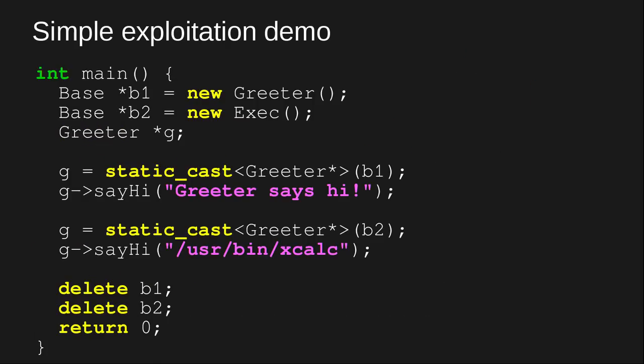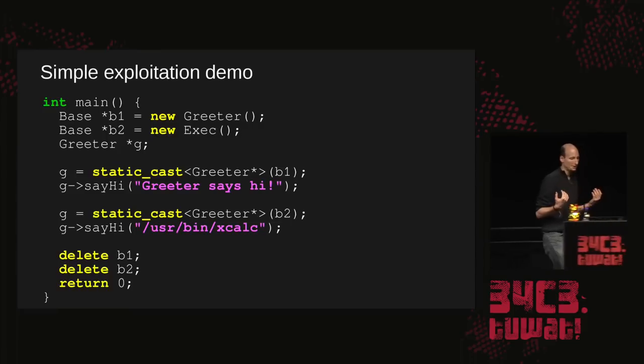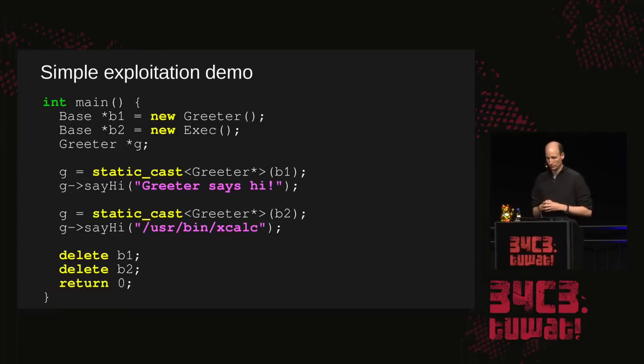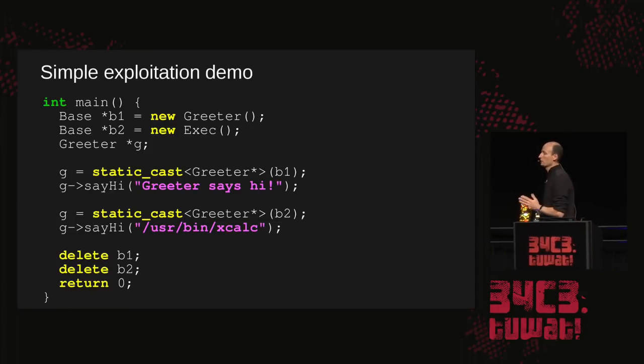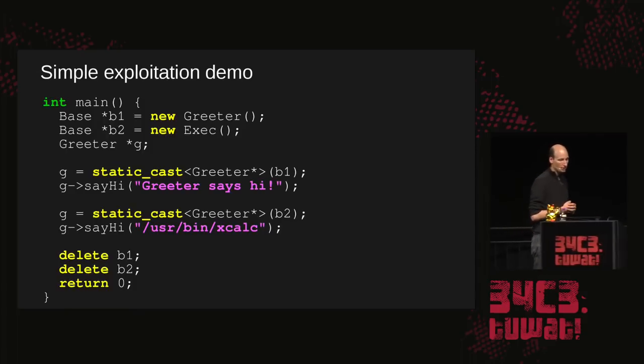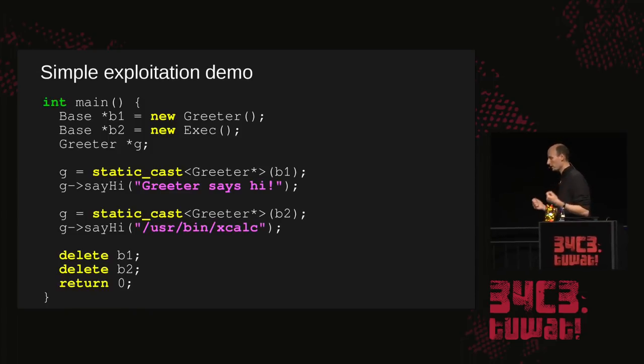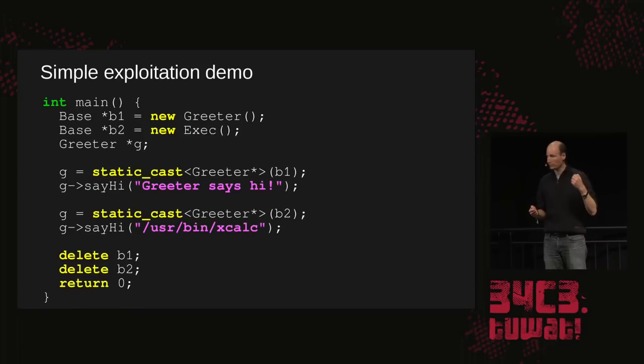Now, if we allocate two base objects, B1 and B2, the first one of type greeter and the second one of type exec, we can actually dispatch on those objects. We cast the first object, B1, into greeter, and we call greeter say hi, and then greeter says hi. With the second object, we again cast it into greeter, from the base class to greeter class, and the compiler does a compile time check and says, oh yes, the greeter type is a descendant of the base type, so this static cast is actually allowed.